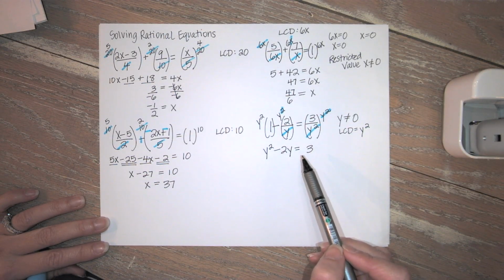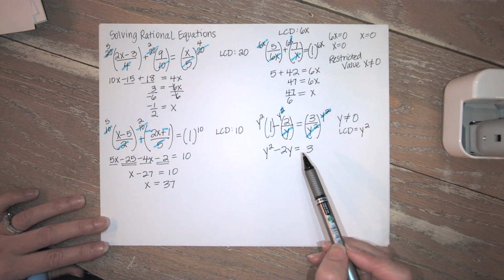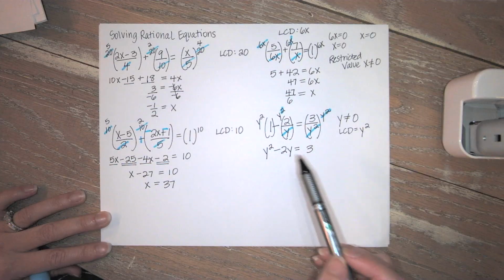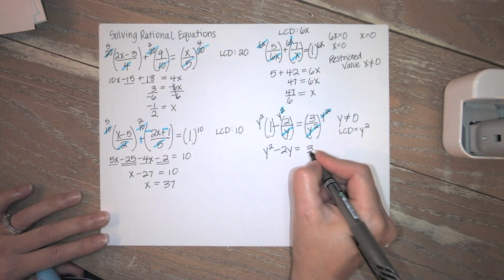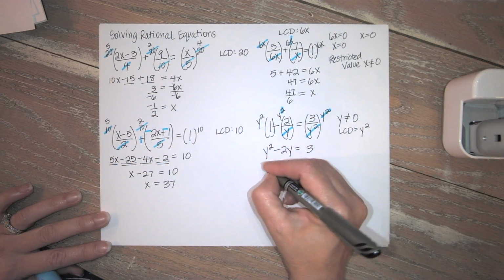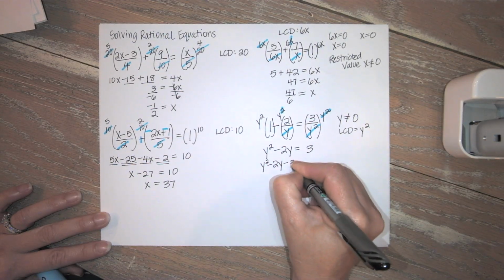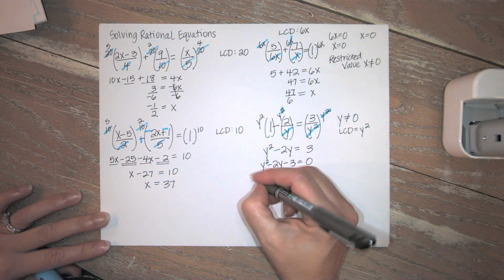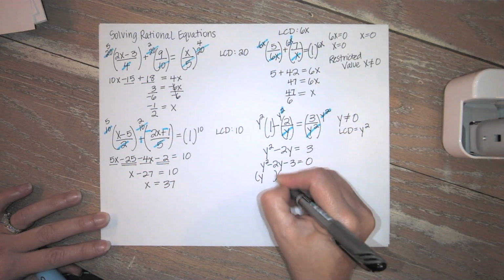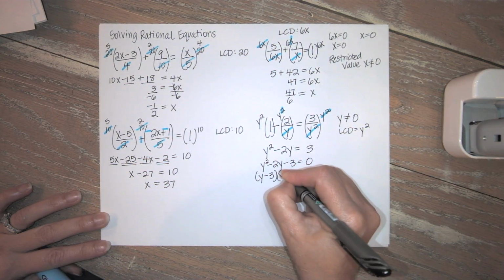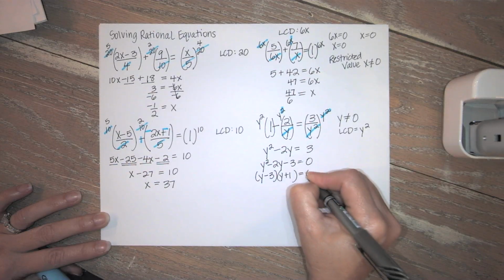Now this is a quadratic equation, and to solve a quadratic equation, we can do it several ways. I'm going to try to factor, because that's my preferred way to solve it. You can use the quadratic formula. Either of those ways is going to require us to move this 3 to the other side so that we get it equal to 0. That looks like it's going to factor, so I'm going to go ahead and factor it. It's going to be y minus 3 and y plus 1.